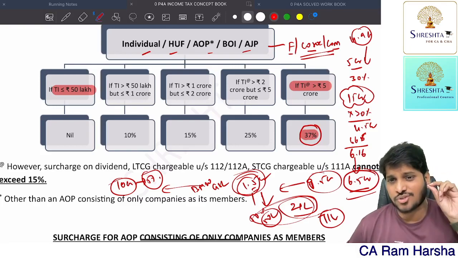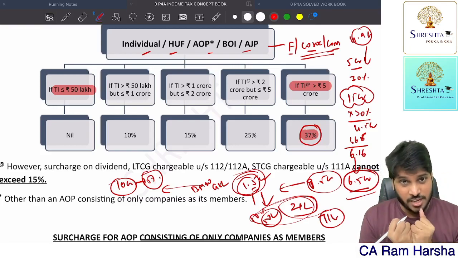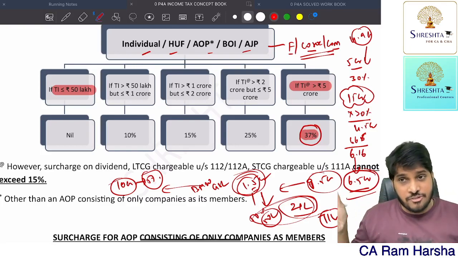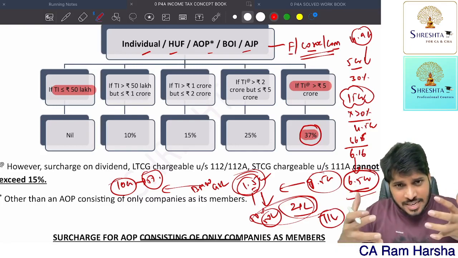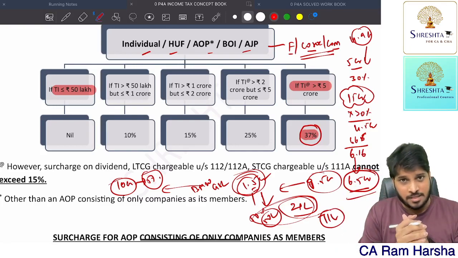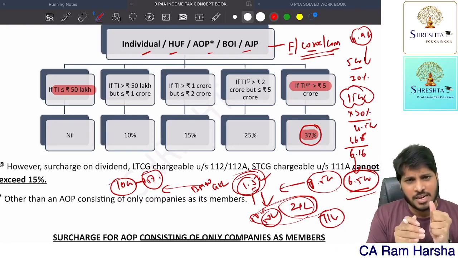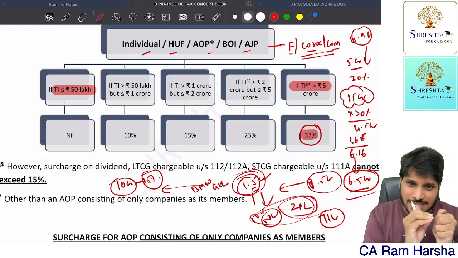Now, what is gross total income? Whatever incomes we earn, they are classified into 5 categories. We call them heads of income. So we compute income under each head and total it. That is called gross total income. From that, very minor expenses you can eliminate.